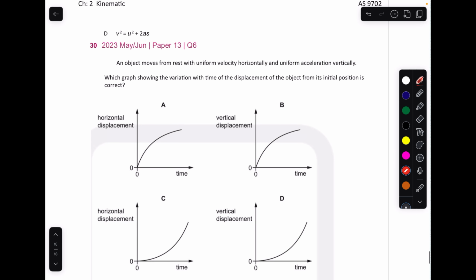In question 30, an object is moving from rest with uniform velocity horizontally and uniform acceleration vertically. So ux must be equal to vx. Initial and final velocities in the horizontal are constant, and with uniform acceleration vertically, the vertical component of velocity will be increasing because of constant acceleration. Okay, these are the conditions we have.